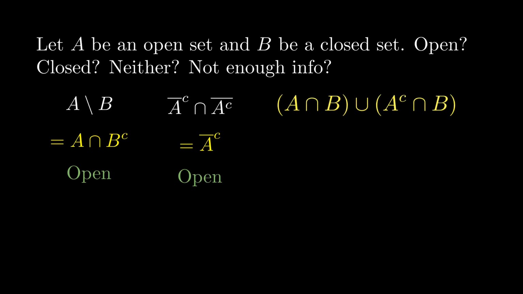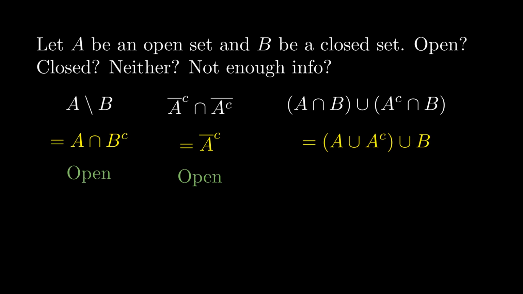What about the set A intersect B, union, A complement intersect B? Instead of intersecting each of these sets with B, we could just first form their union and then intersect that with B. So this set equals A union A complement intersect B, which is just the real numbers, intersect B, which is just B. So it's closed.